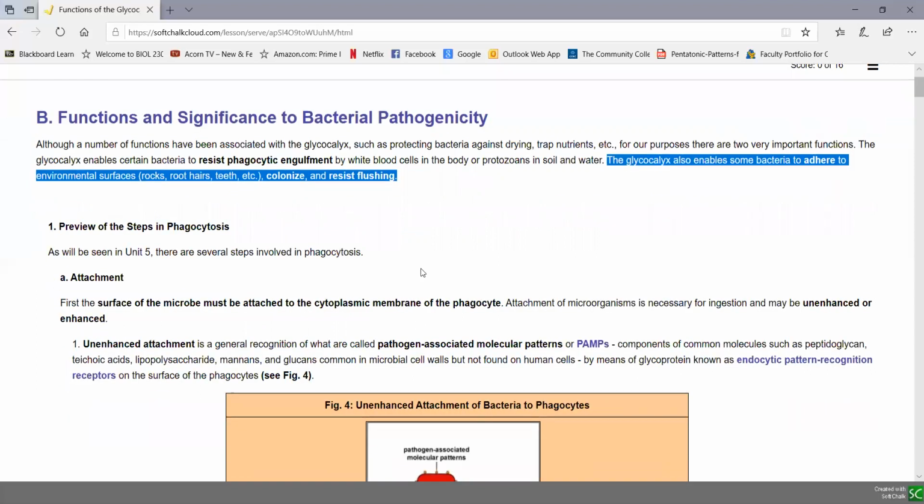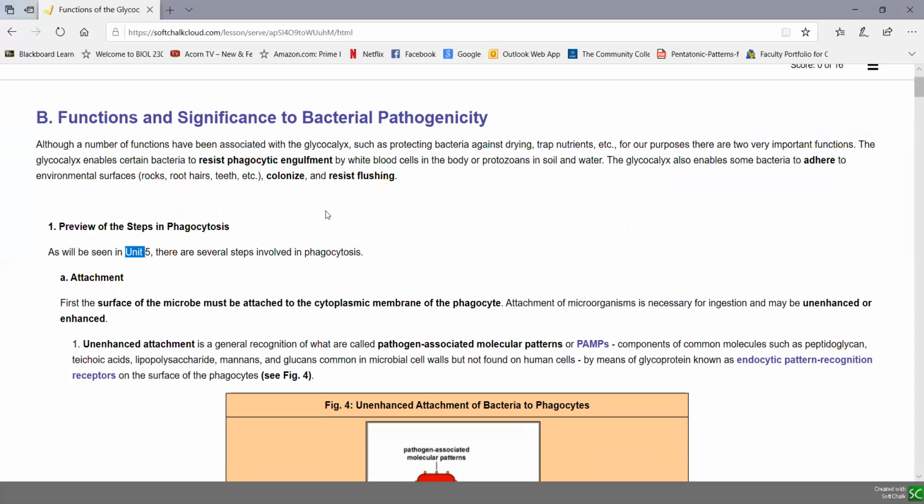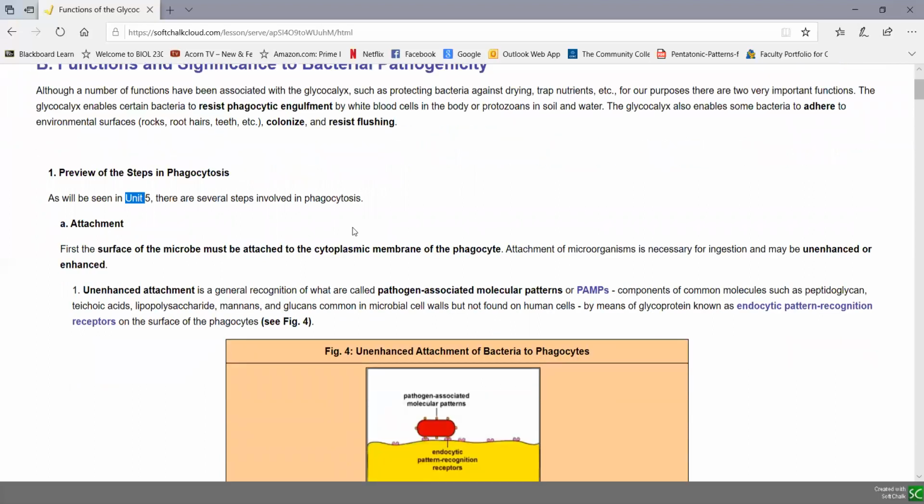Now, before we get into how the glycocalyx serves as a mechanism in bacterial pathogenicity, we need to understand the steps in phagocytosis. You did cover these in biology when you had your prerequisite course for microbiology, and we will cover this in detail in Unit 5, but we need to understand the steps now to see how bacteria can resist phagocytosis. So we're going to go through the steps of phagocytosis.